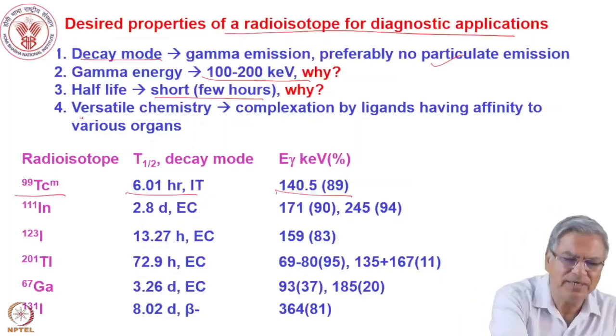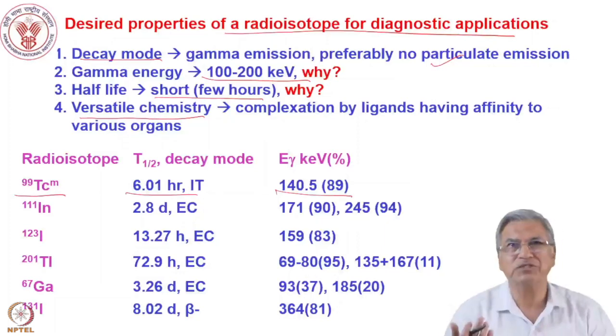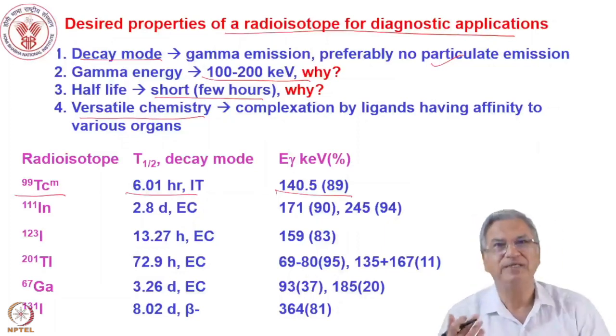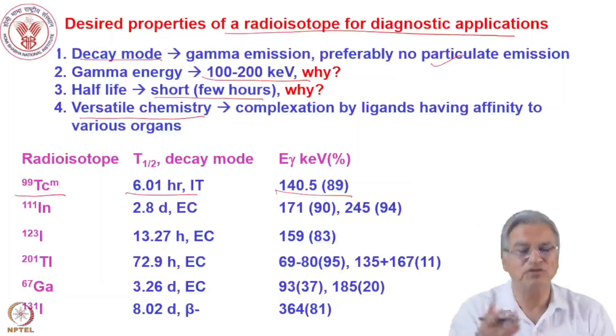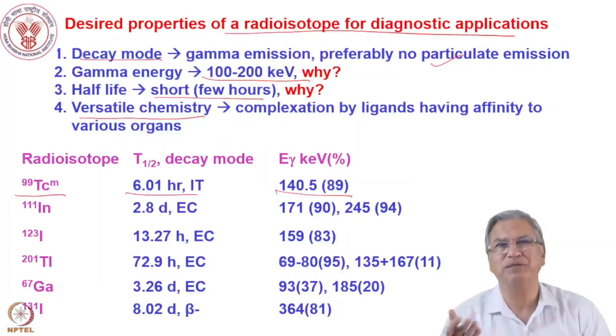And lastly, it should have a versatile chemistry. That means it should be able to complex different ligands, and those ligands should have high affinity to different organs. So a particular metal ion in multiple different oxidation states will be ideal, because different ligands may bind a metal ion in different oxidation states.